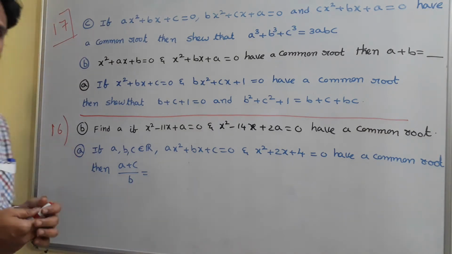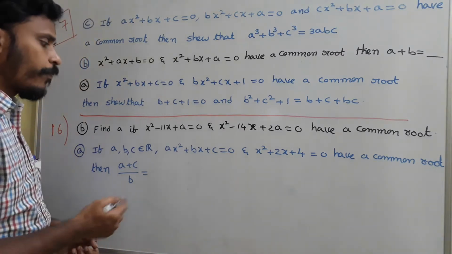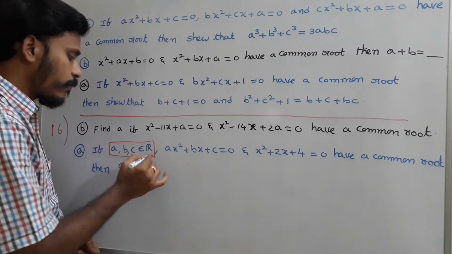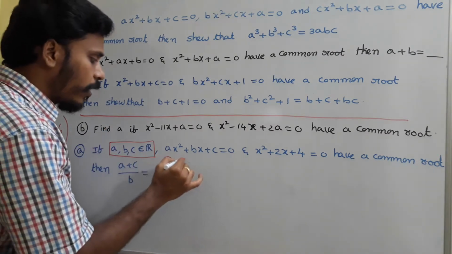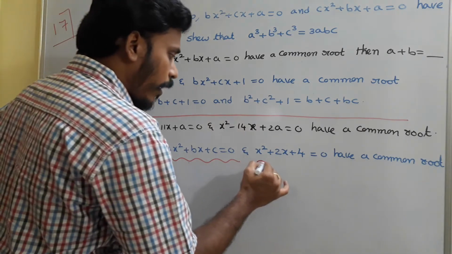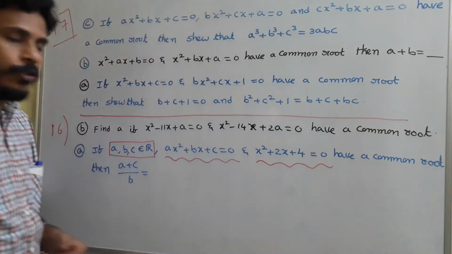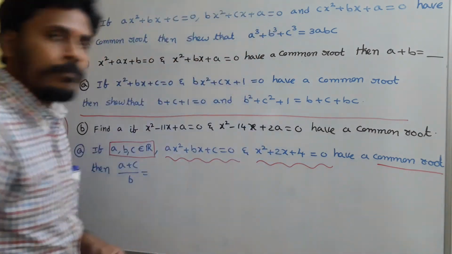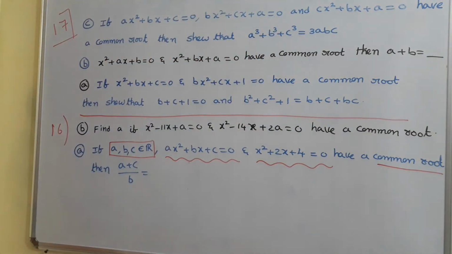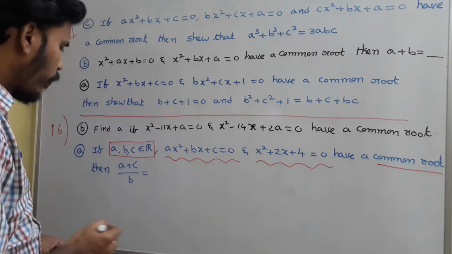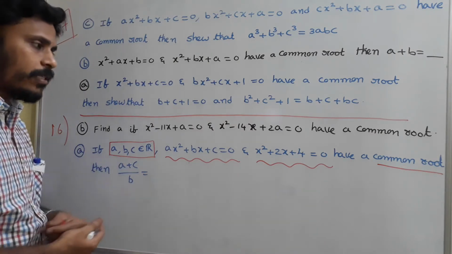The first problem of 16. What is it saying? A, B, C are reals. The equation ax square plus bx plus c equals 0 is one equation. x square plus 2x plus 4 equals 0 is another equation. These two equations have a common root, and we have to find the value of a plus c divided by b.